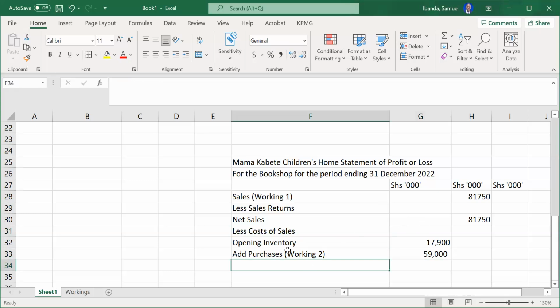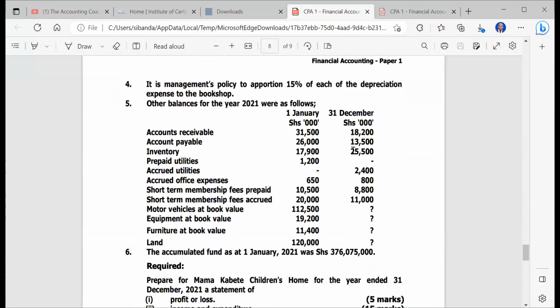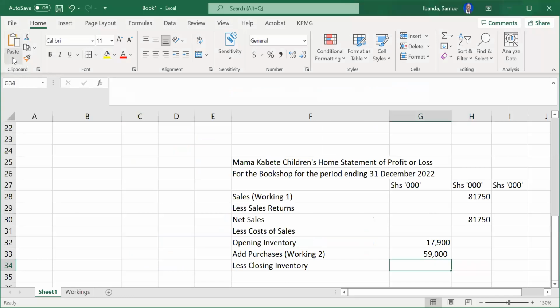So add purchases less closing stock or closing inventory. My days they used to call it stock, but it's inventory. So I'll come and look for my closing inventory. It's 25 days. So I have that there.